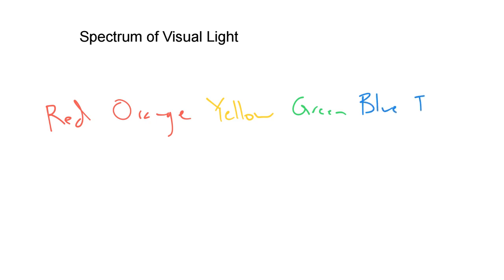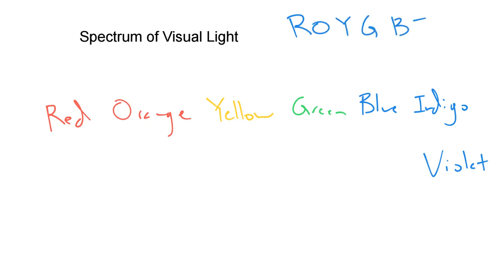All right, next up, let's zoom in on that spectrum of visual light. It started with the lower frequency red light. Next up is orange, then yellow, then green, then blue, indigo, and violet. We can remember this order if you just remember Roy G. Biv. Red, orange, yellow, green, blue, indigo, violet.